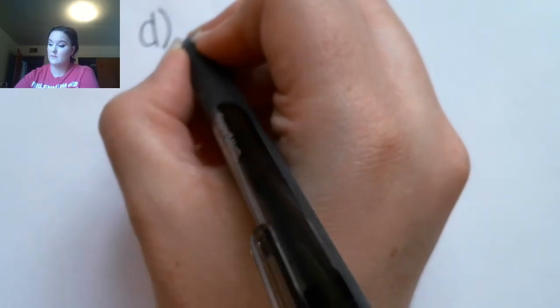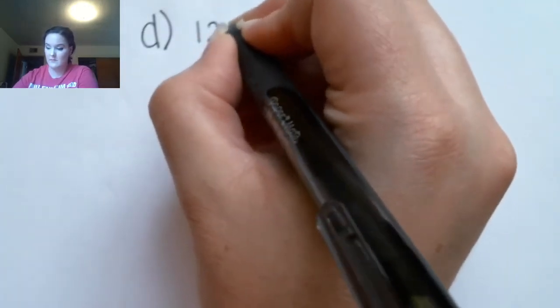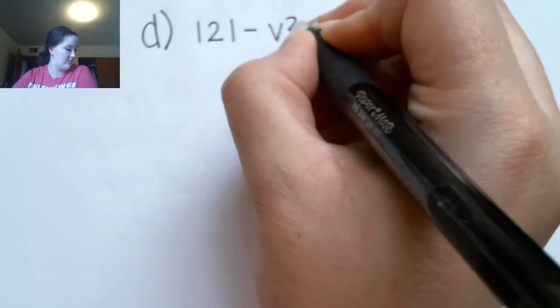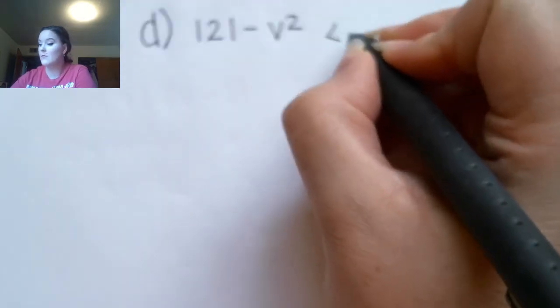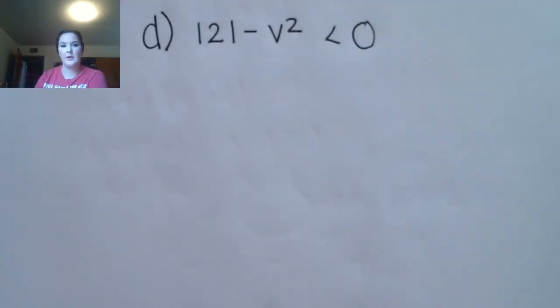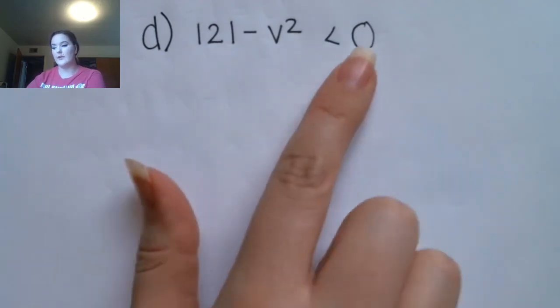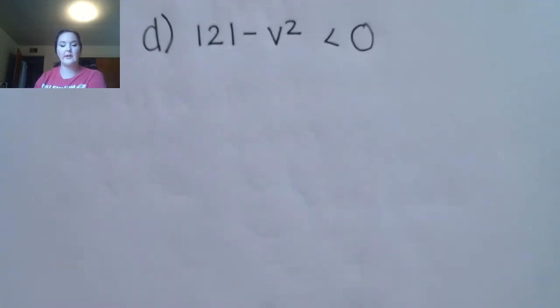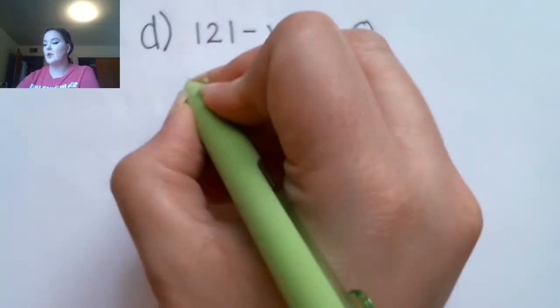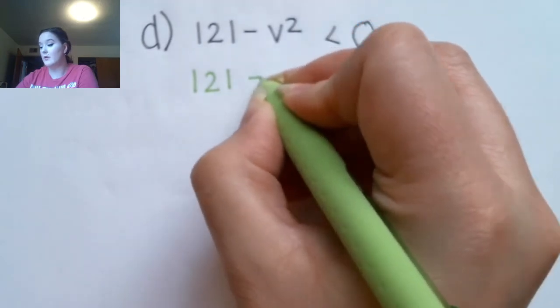Let's look at a couple more examples of this. Okay. So I'm going to make sure everything is on one side and 0 is on the other side. I do have 0 on this side. Okay. So now I'm going to solve the related equation.